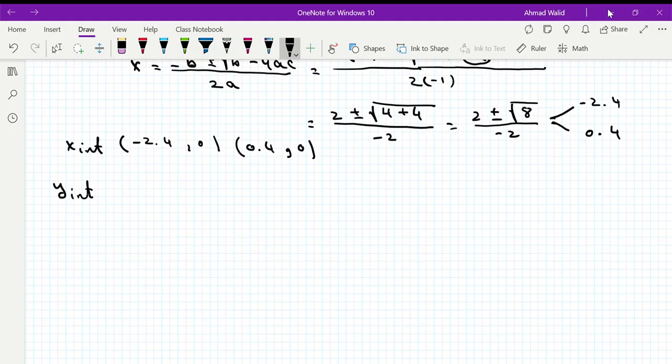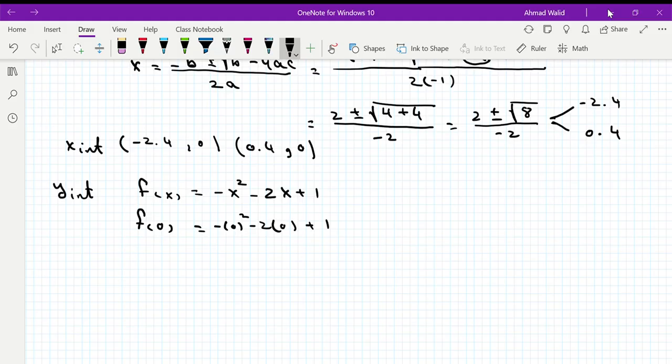To find the y-intercept, your function again, f of x equals negative x squared minus, I think it was negative 2x, right? Yeah, minus 2x plus 1. Here I will look for f of what? F of 0. It means negative 0 squared minus 2 times 0 plus 1. This part becomes 0, this part becomes 0. It means f of 0 equals what? 1. It means your y-intercept is at 0 and what? 1. Now the next step is graphing.